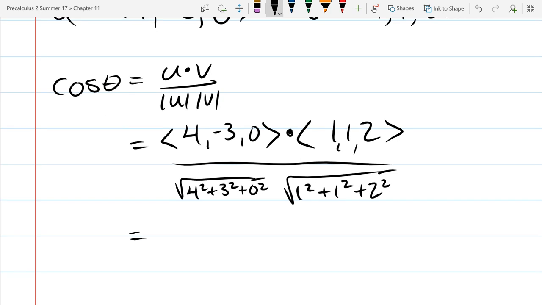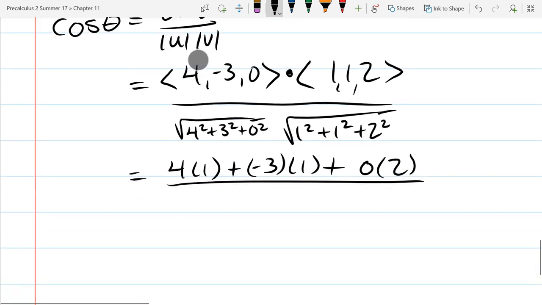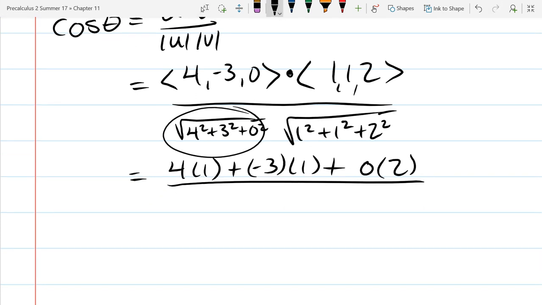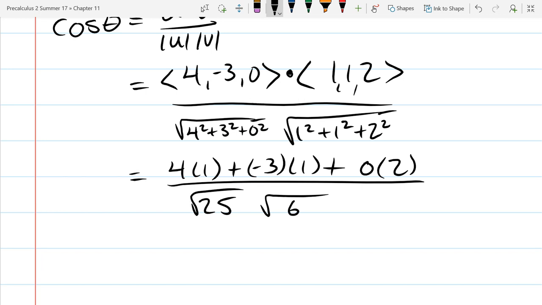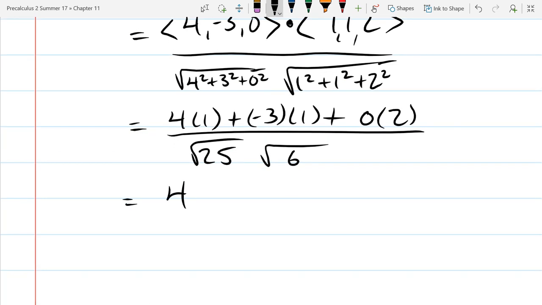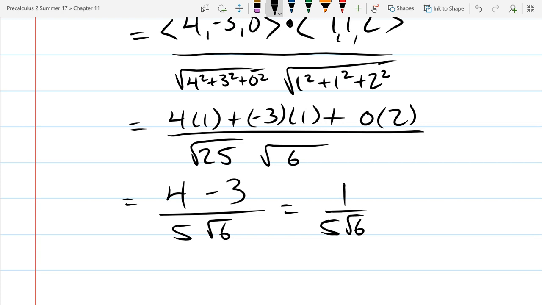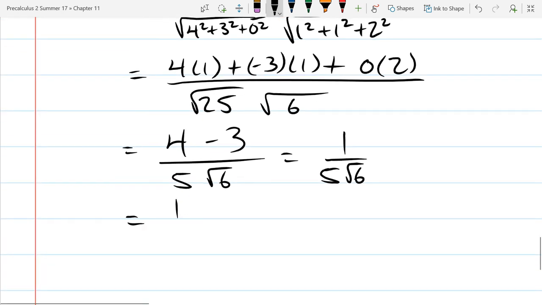So in the numerator, the dot product is 4 times 1 plus negative 3 times 1 plus 0 times 2, divided by, now I am going to compute the actual values of these. 4 squared is 16 plus 9 is 25. And the second magnitude, 1 plus 1 plus 4 is 6. So we have 4 minus 3 divided by square root of 25, which is 5, times square root of 6. Actually, I'm going to keep writing this vertically.